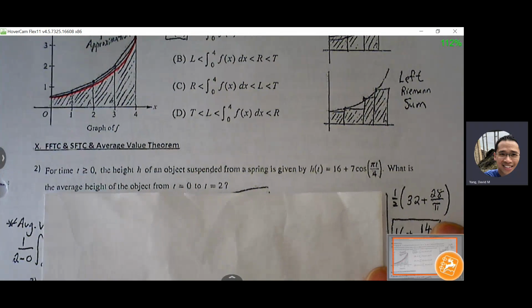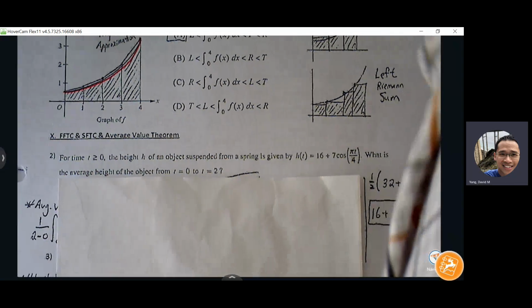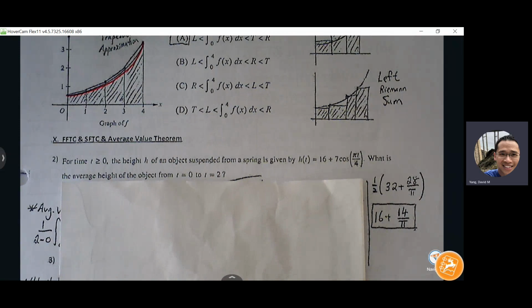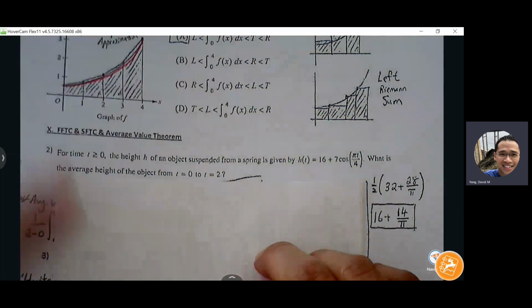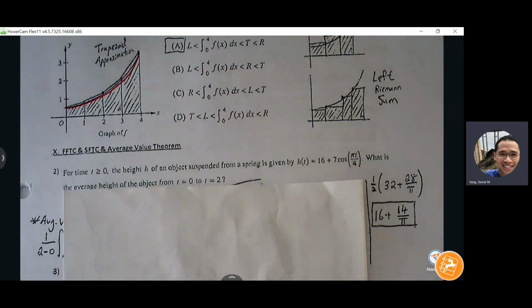So for time t greater than or equal to zero, the height of an object suspended from a spring is given by h of t. What is the average height of the object from zero to two? So average value theorem is the concept that's tested here. So average value theorem: one over b minus a, integral from a to b.